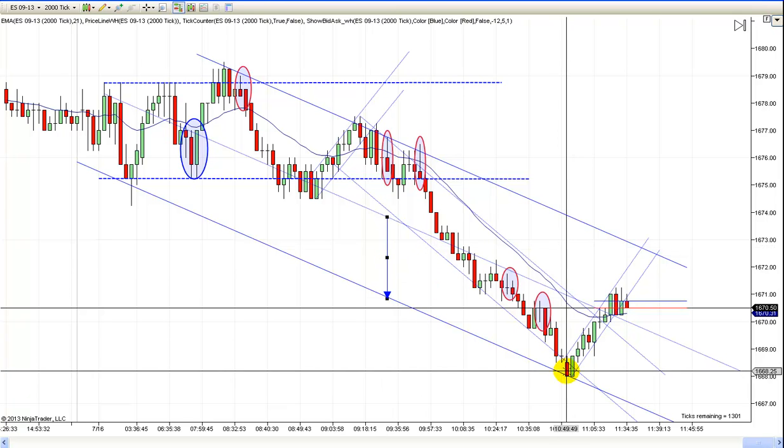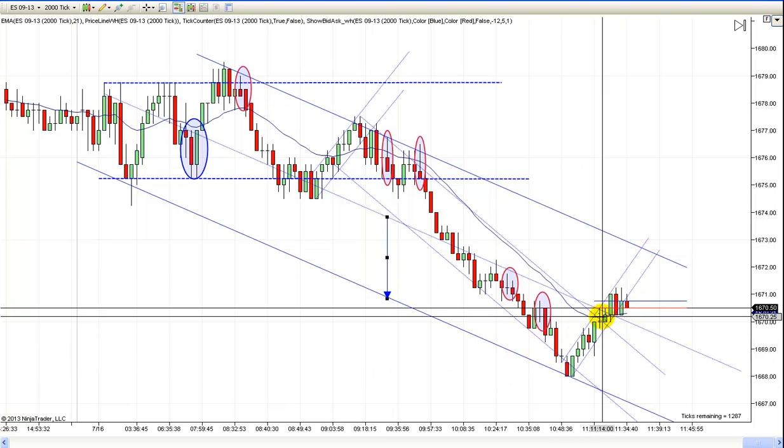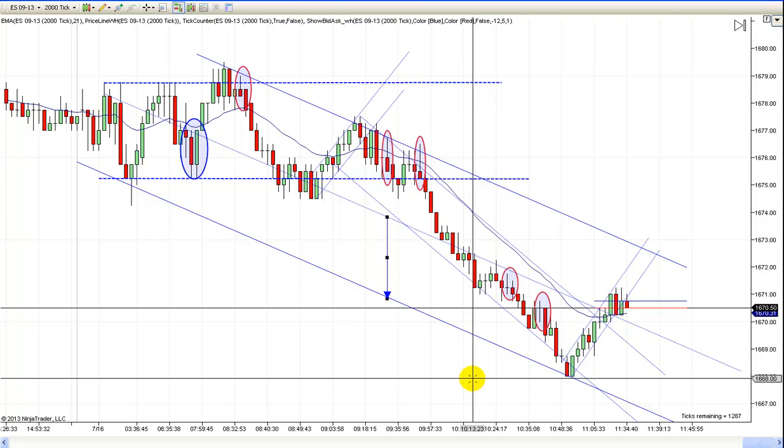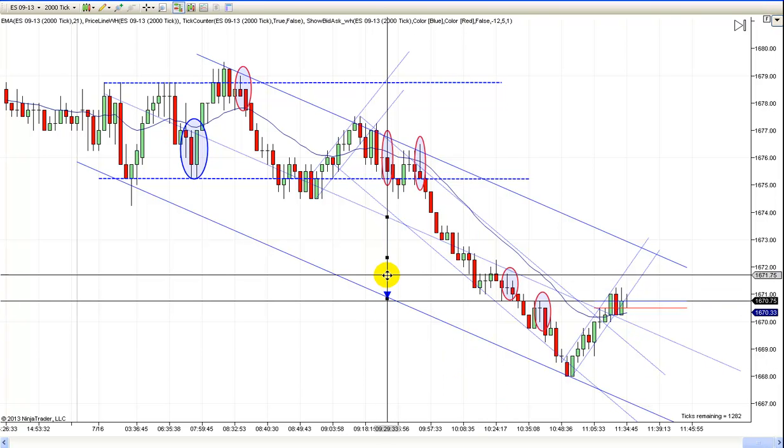So I had a good idea that's where we would find support and prices would bounce. And there's no magic to it. We do this every day. We do it all the time.